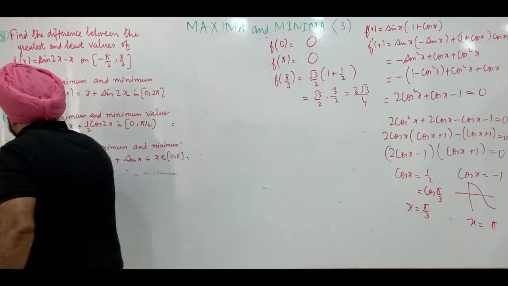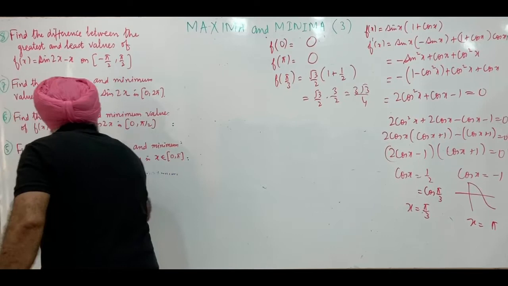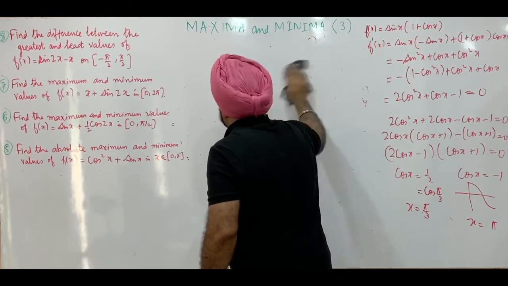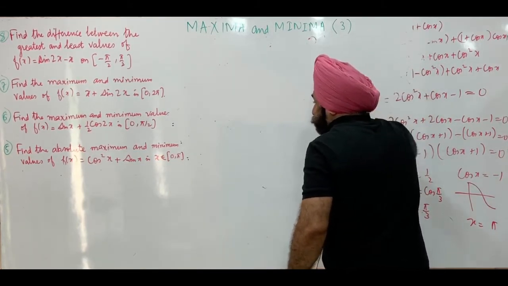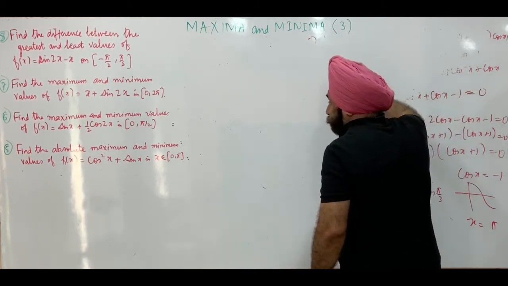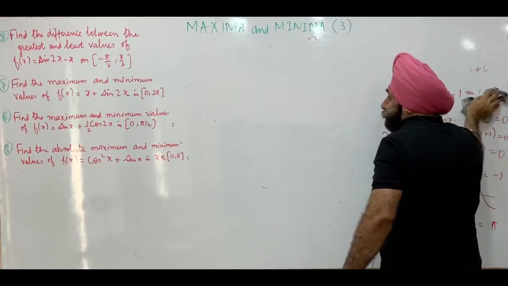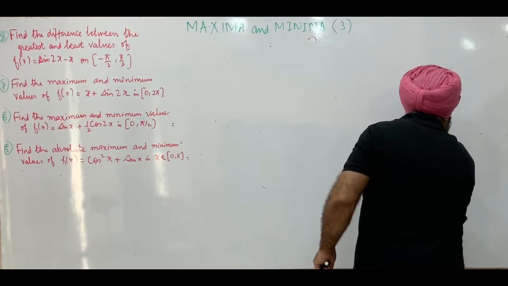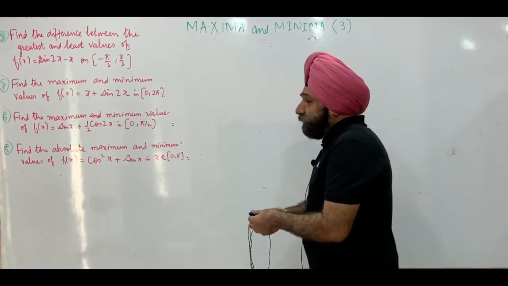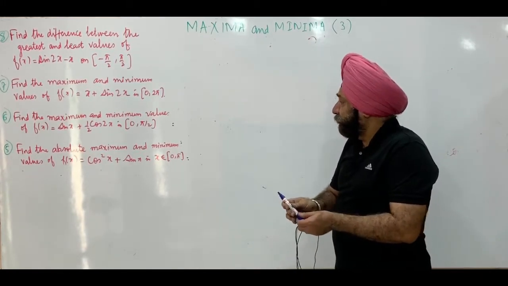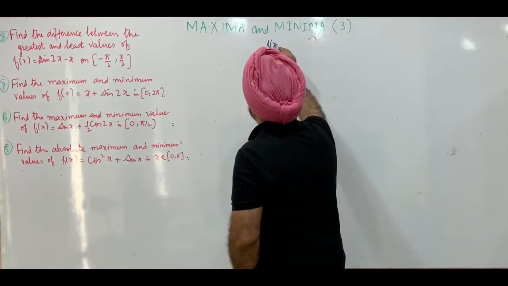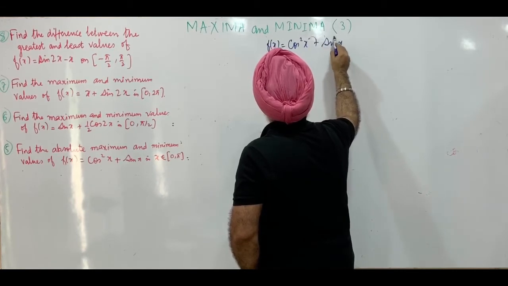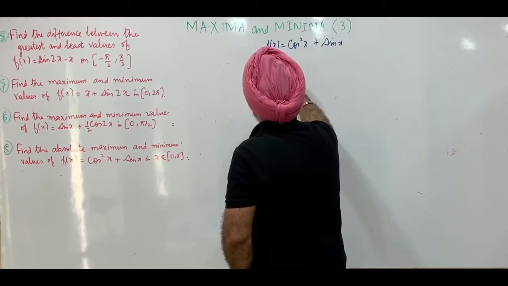The next one: we have to find the absolute maximum and absolute minimum values of the function f of x equal to cos square of x plus sin x, and the interval is the same, 0 to pi. So I will first of all find the derivative of the function and equate the derivative to 0. This is f of x equals cos square of x plus sin of x, f dash of x is equal to 0.